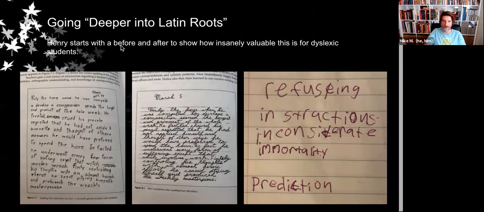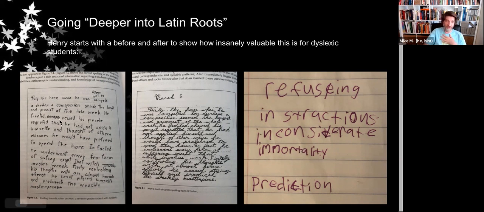So going deeper into Latin roots, her example happens to parallel something that just happened with me 4 days ago. So this kid, truly the hour when he was compelled to develop a composition seemed the longest and grimmest of the whole week. He's using the rules that he remembers as best he can to basically phonetically encode. He gets 5 months of an hour a week and is taught cursive, and it looks like this. The teacher dictated this to him and he wrote, truly the hour when he was compelled to develop a composition seemed the longest and grimmest of the whole week.